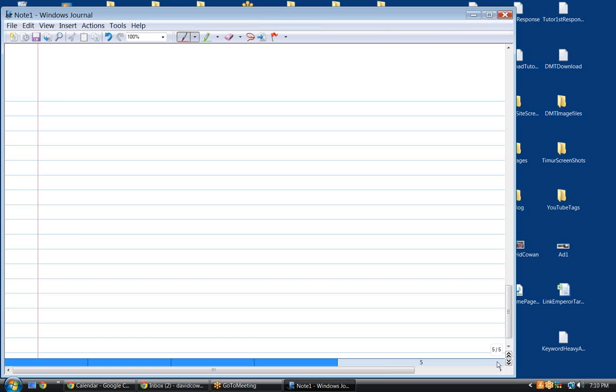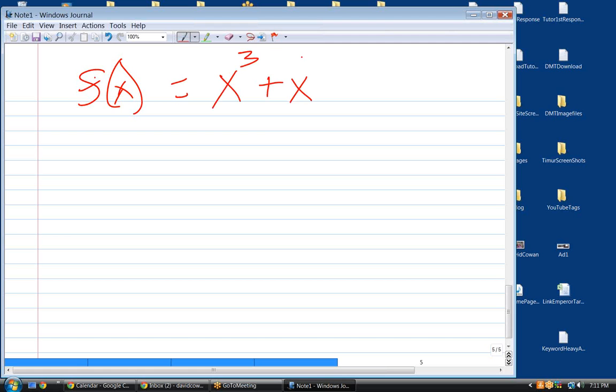This uses the rational zero theorem, and that's with all the possible zeros. What's the polynomial? F of x equals x cubed plus x squared minus 4x minus 4. The rational zero theorem says what?